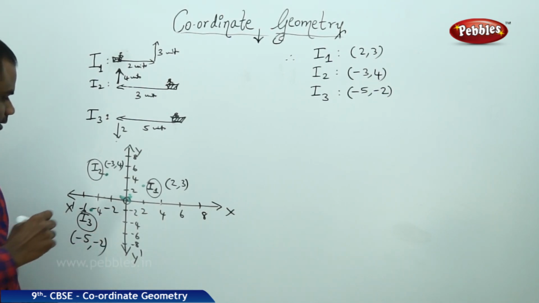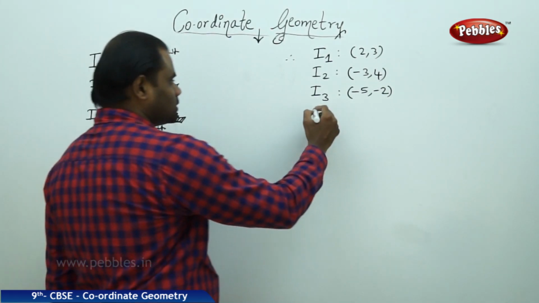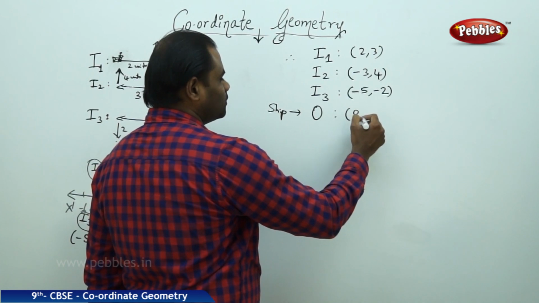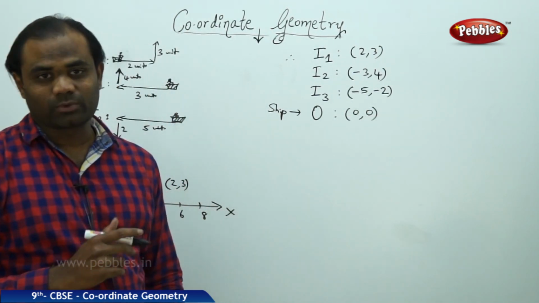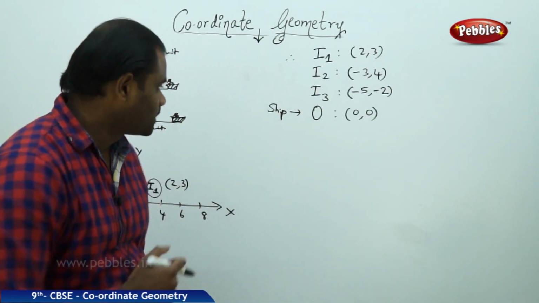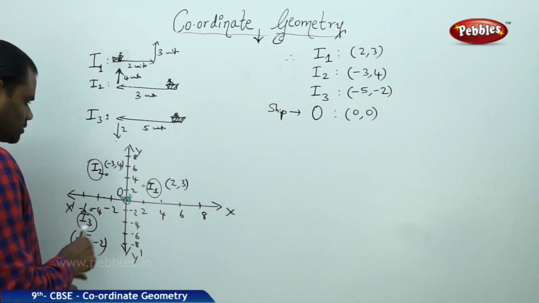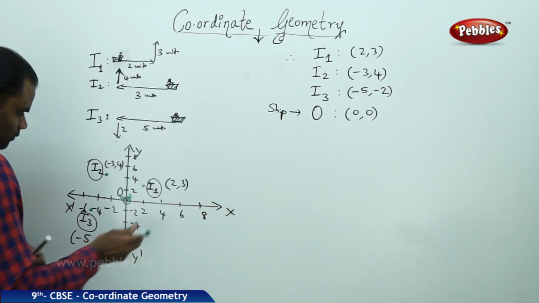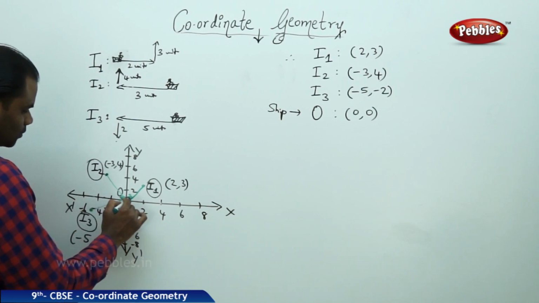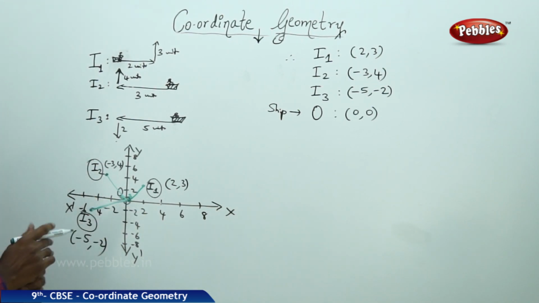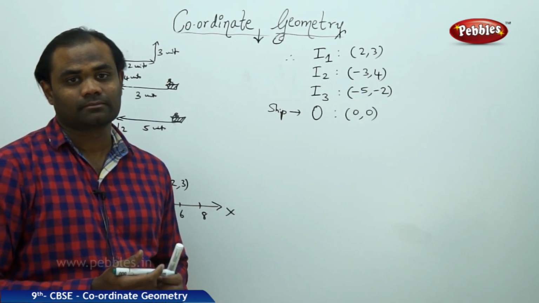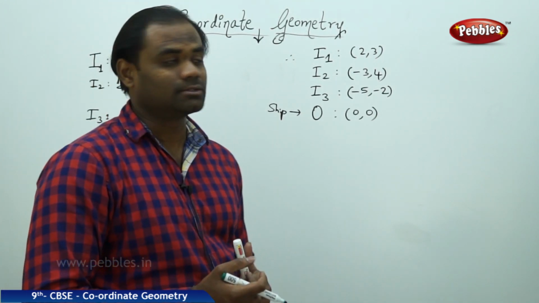Now let's also take the initial position of the ship into account, where the initial position of the ship is denoted by O, which is the origin. Now comes the question of which island is the nearest to the ship in the sea. In order to find the nearest distance, it's all about finding the distance of O from I1, the distance of O from I2, and the distance of O from I3. Once we know the distances, we can find the least distance. So let's see how we can use the distance formula.